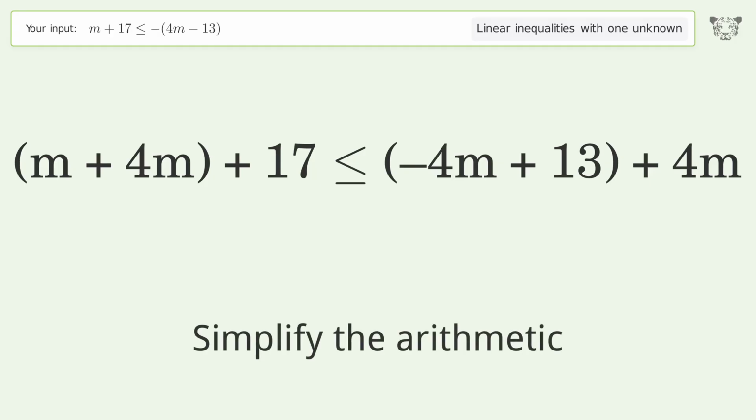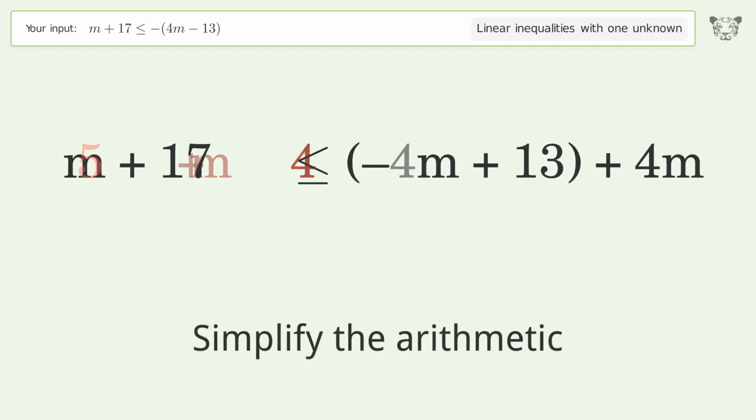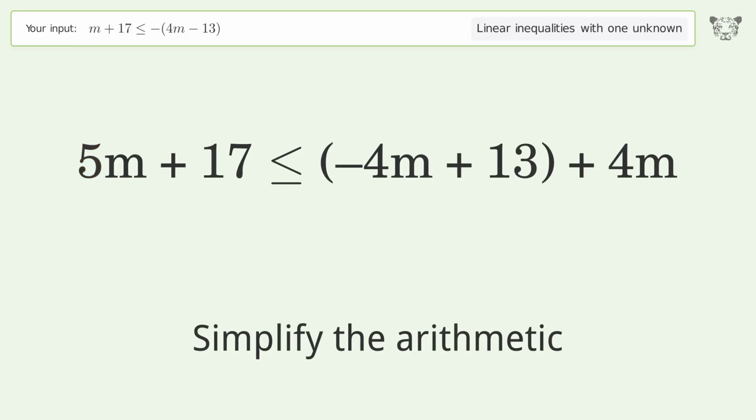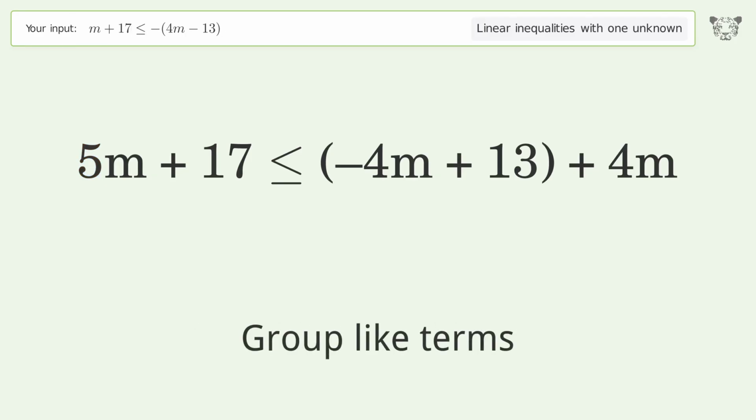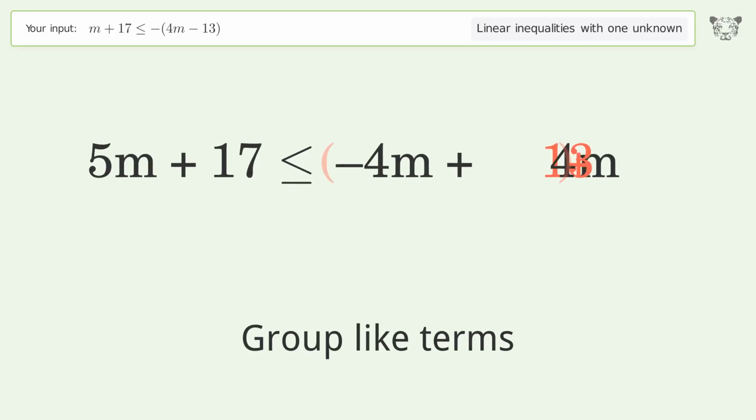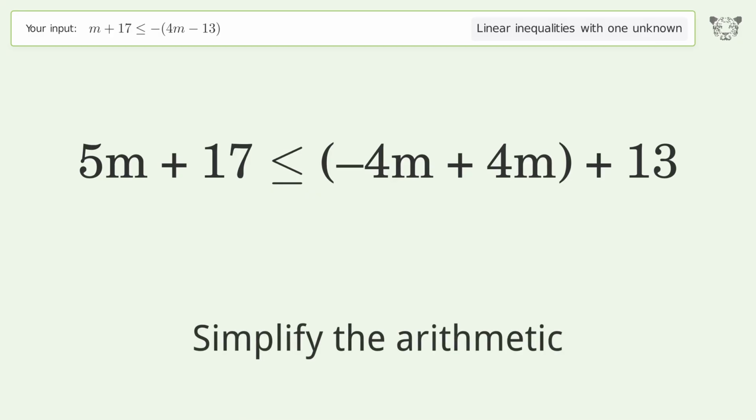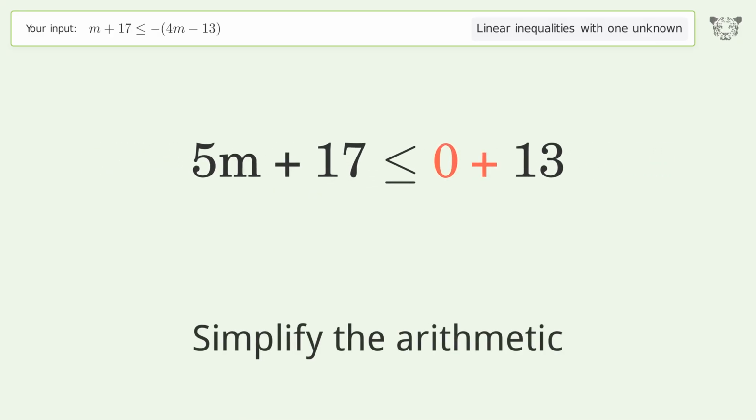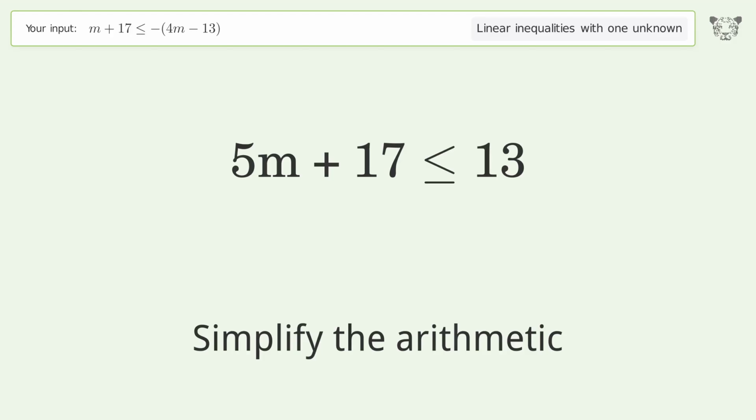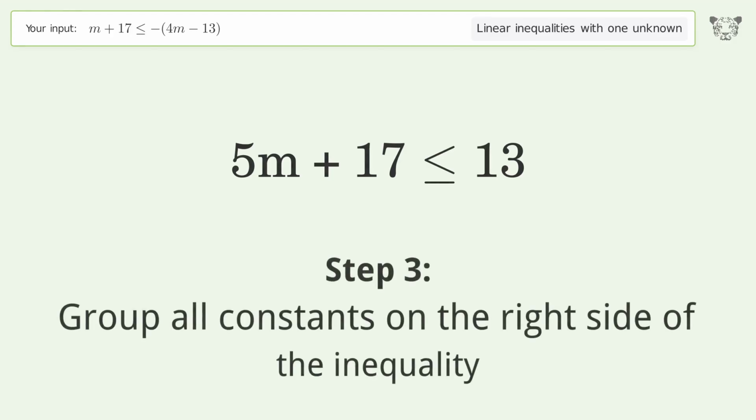Simplify the arithmetic. Group like terms. Simplify the arithmetic. Group all constants on the right side of the inequality.